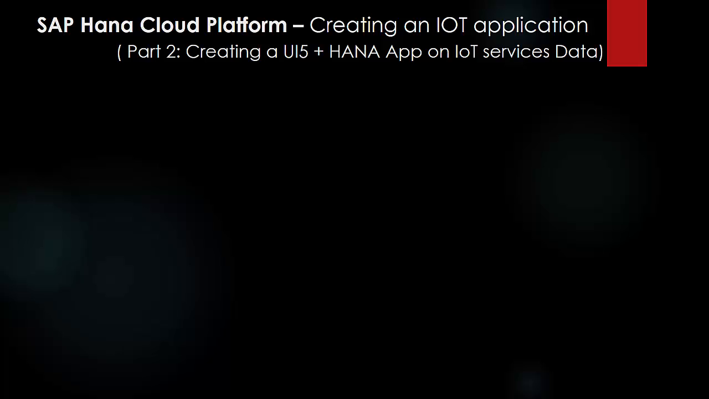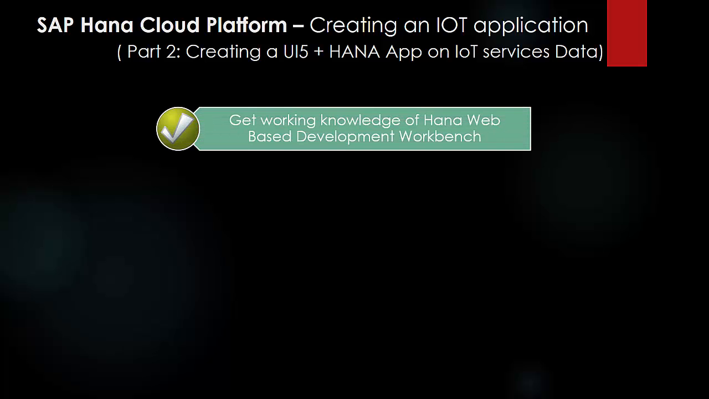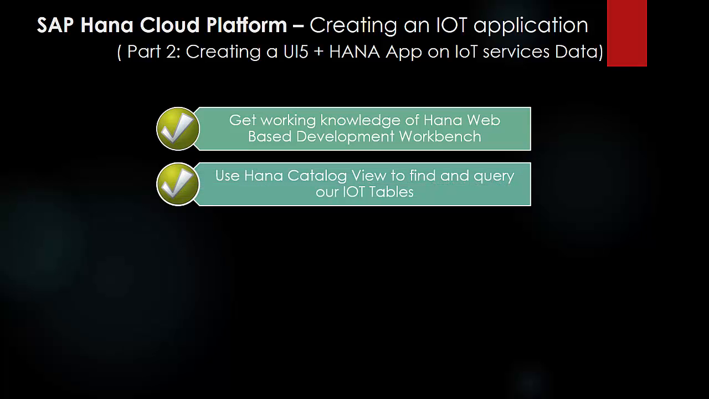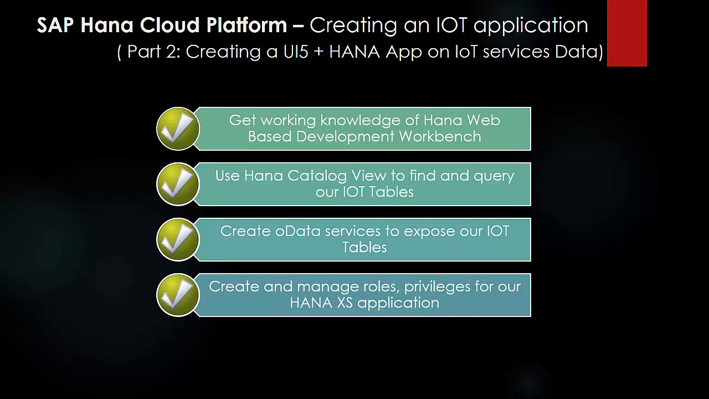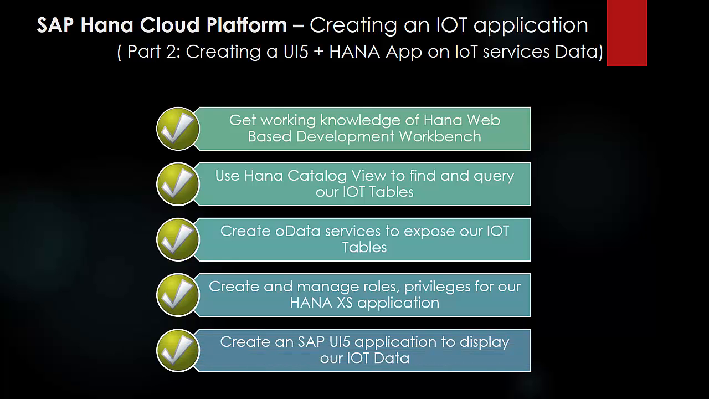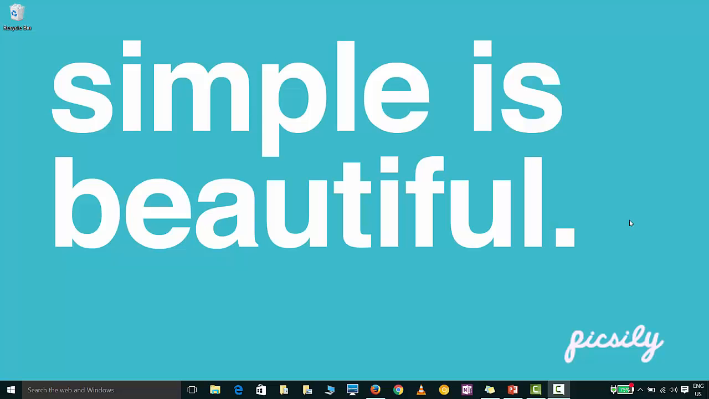In this part, we start by getting familiar with the HANA web-based development workbench. We learn about some of the different views in it and how we can use it to find and query our IoT tables. Then we look at how to create some OData services to expose our IoT table. Along with this, we'll be creating and managing roles and privileges for our HANA access application. And finally, we create an SAP UI5 UI to display our IoT data in the form of a responsive table. Alright, so let's get started.